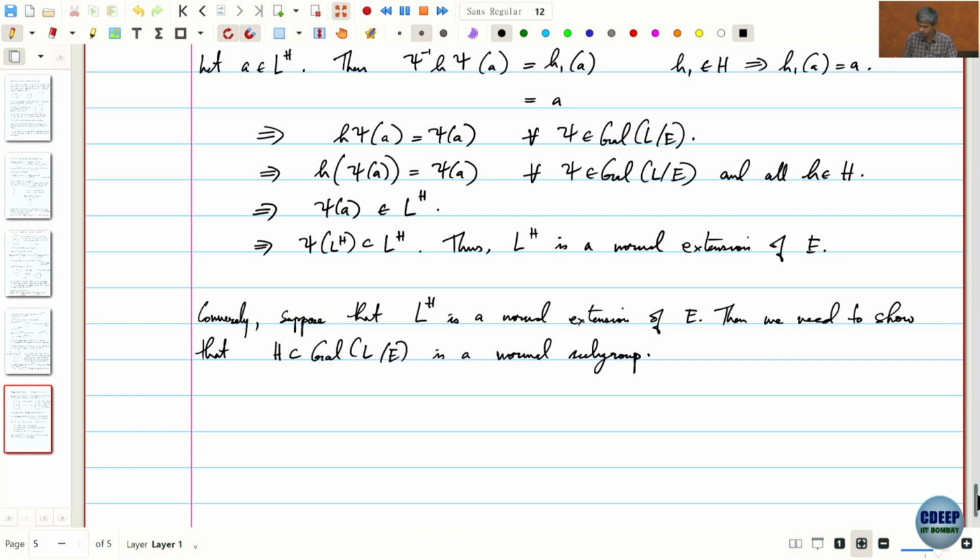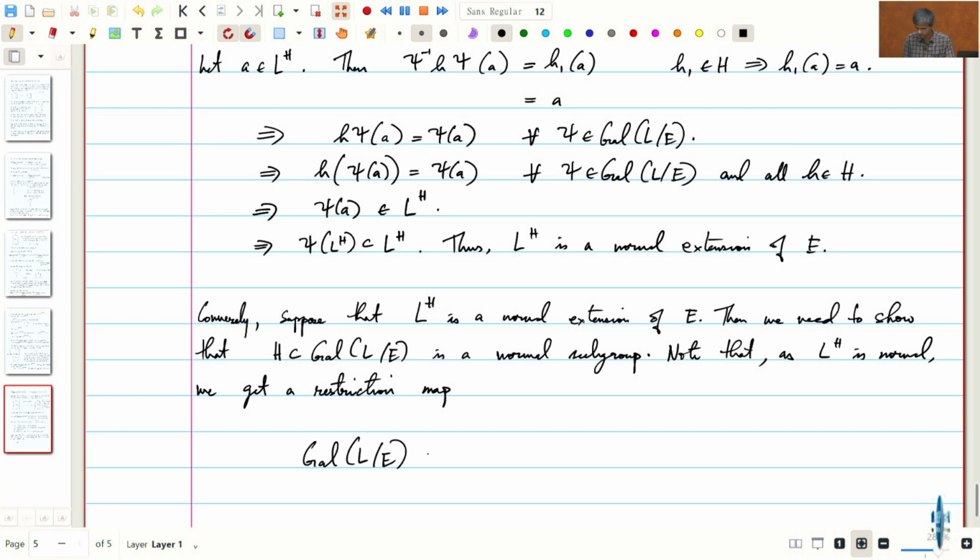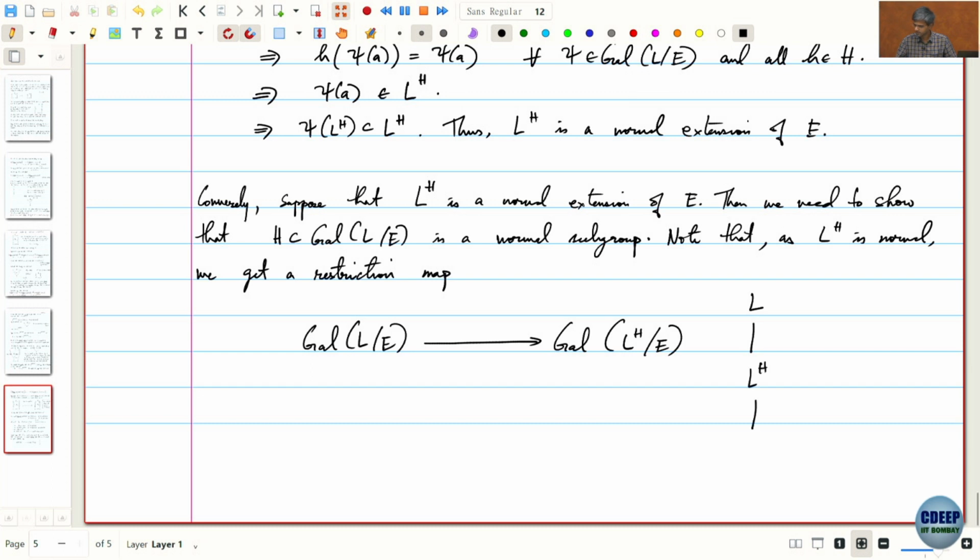So we will use the restriction map. So note that as LH is normal, we get a restriction map. Right? So this is from Galois L over E to Galois LH over E. And what is this map? We have already seen this. So we have L contains LH, it contains E. We have an element psi in Galois L over E. It means psi fits into a diagram like this. Right? And since LH is assumed to be normal, it means that the image of LH under psi is going to land inside LH. Yeah, we could embed all this, it is contained inside E bar, right?